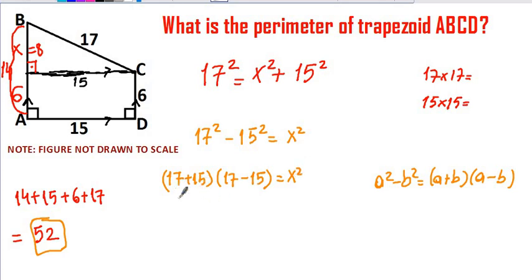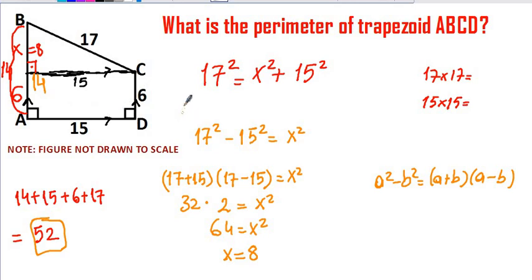So 17 plus 15 is equal to 32. 17 minus 15 is equal to 2. So 64 is equal to x squared. And then we get x is equal to 8. So if x is equal to 8, then 8 plus 6, AB is equal to 14. And then you can get the perimeter.